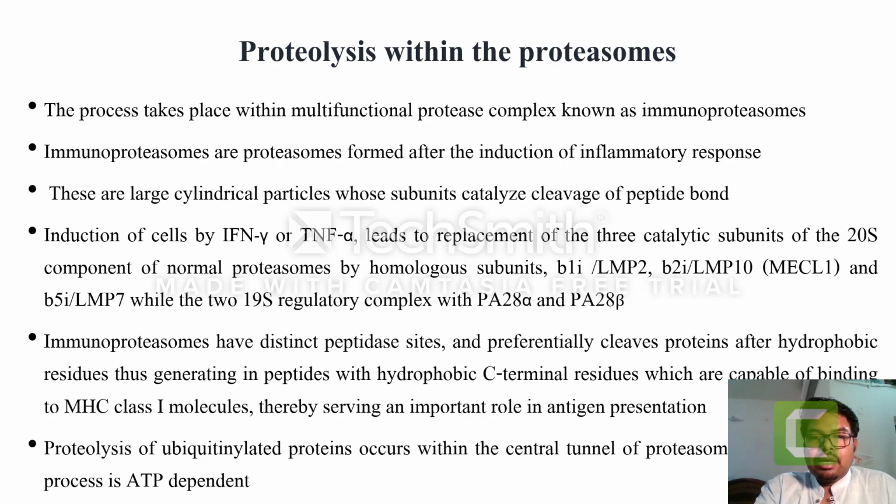proteasome complex. The degradation process depends upon ATP, and the proteins to be degraded are first marked by small proteins known as ubiquitin. Induction of the cells by cytokines, mainly interferon gamma or tumor necrosis factor alpha, leads to the replacement of three catalytic subunits of the 20S component of normal proteasomes by the homologous versions β1i, β2i and β5i, and replacement of the 19S regulatory subunits with PA28 alpha and PA28 beta, leading to the formation of immunoproteasomes.